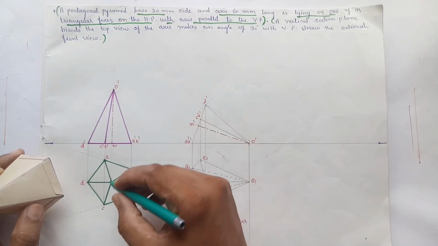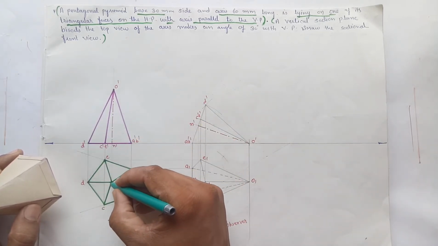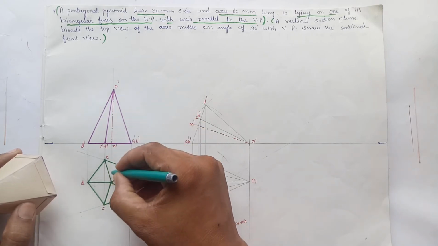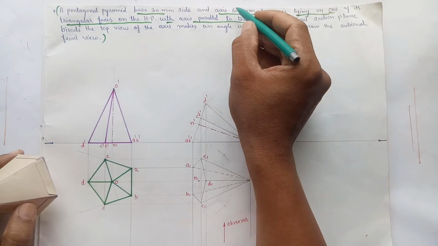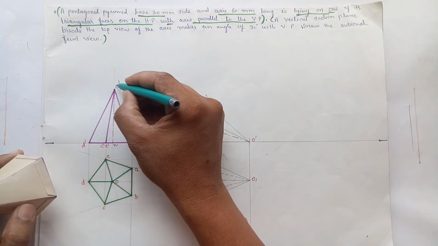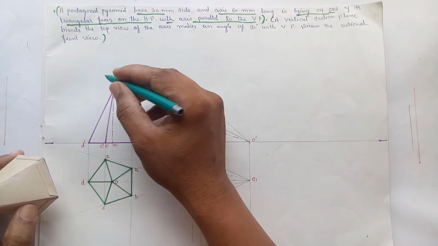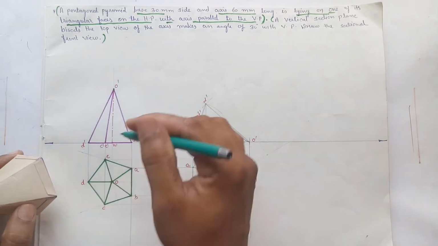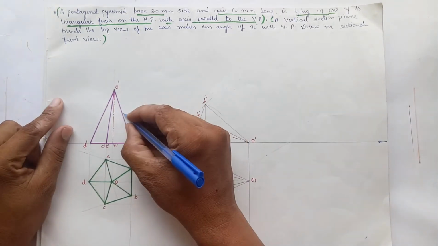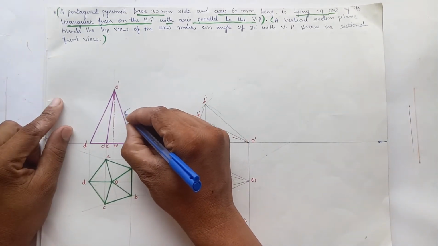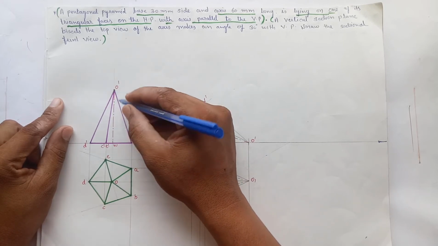Project A, B, C, D, E to get the elevation of the base. Project the apex point. Measure the axis height, which is 60 mm, and mark O dash. Join O dash to A dash, B dash, C dash, D dash. These are the elevations of the slant edges. Now here we will see that this part contains two slant edges, O dash A dash and O dash B dash.